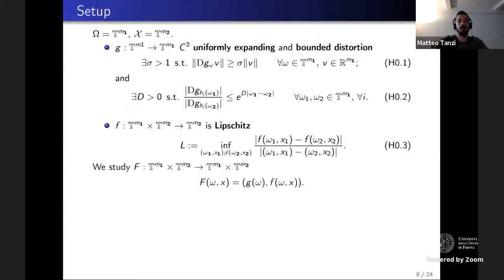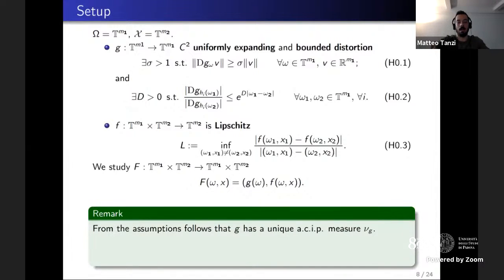Then what we do, we study the skew product, which is obtained by putting G in the base of the skew product and F omega X in the fiber. An immediate consequence of these assumptions, from what I imposed on G, is that G has a unique absolutely continuous invariant probability measure, which I will be denoting by nu G. And this measure has a density, which I'm denoting by rho G. And this is a density with respect to the Lebesgue measure on TM1.